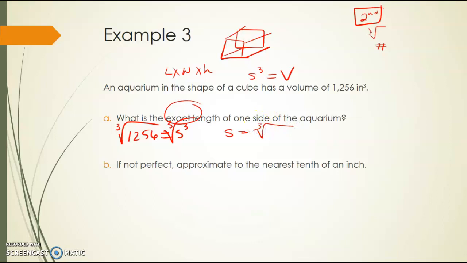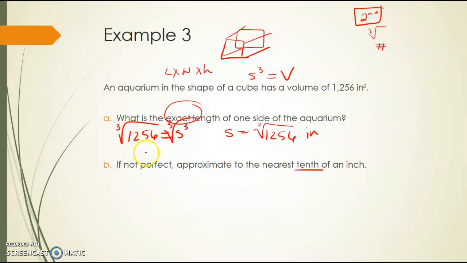s equals the cube root of 1,256 inches would be our answer. So that's our exact answer. Now, since we just found that it is not perfect, it didn't give us an integer answer, we're going to approximate to the nearest tenth, so that's 1 decimal place.